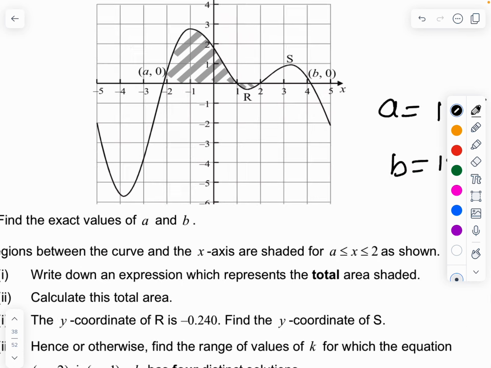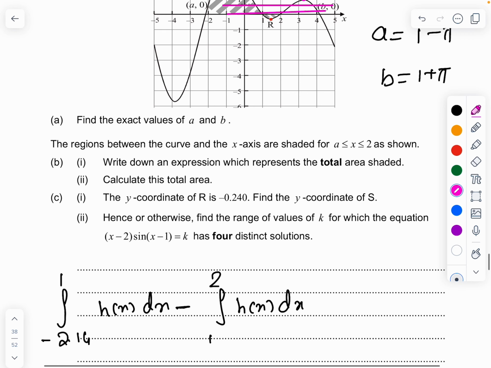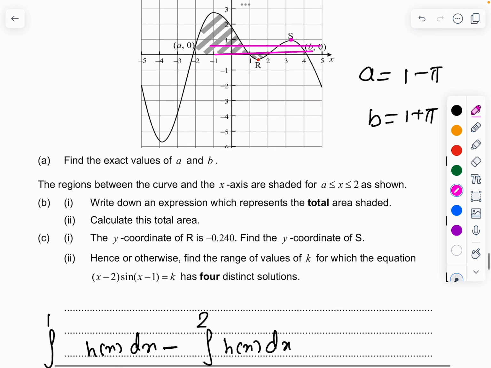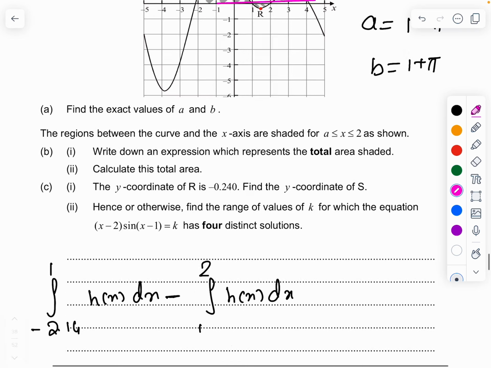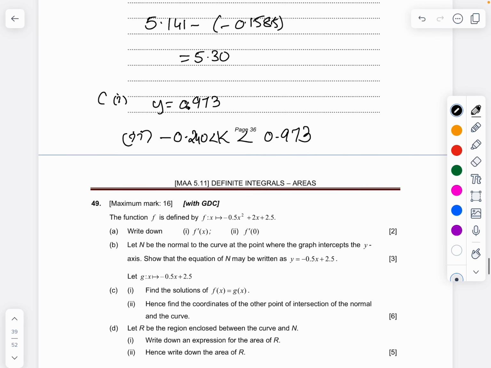So we know this y coordinate over here and we know the y coordinate over here. Between these two, if I draw a line between the y coordinate of R and the y coordinate of S, you can see that I will always be getting four intersection points. So therefore, k should lie between 0.973 and minus 0.240. That should be the answer.